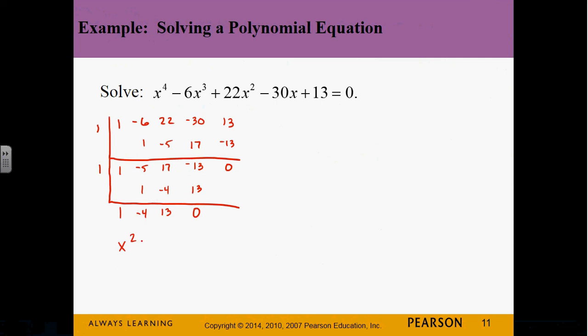Well, at this point, we've got a quadratic. So we can stop and just do the quadratic formula. Okay? We can't factor it because there's no two factors that multiply together to be 13 and add to be negative 4. So we're having to do a equals 1, b equals negative 4, and c equals positive 13, right? Okay. So negative b is 4 plus or minus the square root of b squared minus 4ac, 4 times 13, 52, over 2 times a, which is 2.